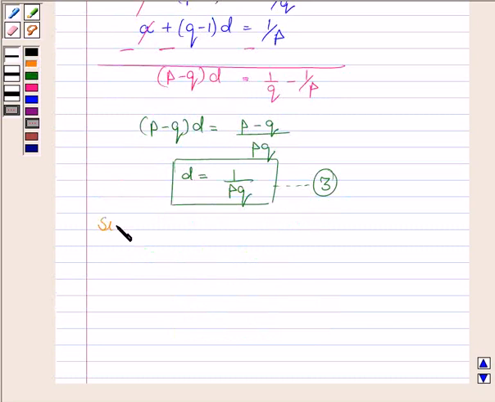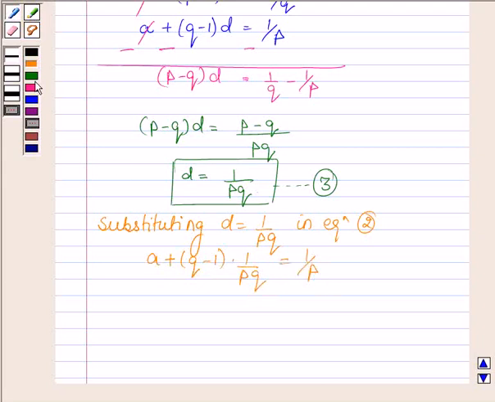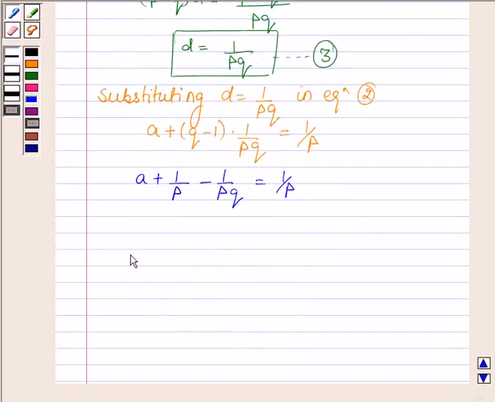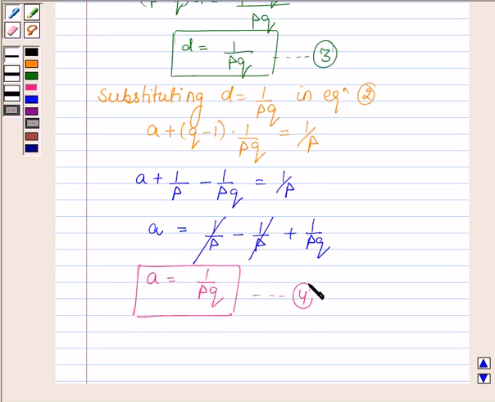Now substituting D is equal to 1 upon PQ in equation number 2, which is A plus Q minus 1 into D is equal to 1 upon P, we get A plus Q minus 1 into 1 upon PQ is equal to 1 upon P, or A plus 1 upon P minus 1 upon PQ is equal to 1 upon P, which further implies that A is equal to 1 upon P minus 1 upon P plus 1 upon PQ, which implies that A is equal to 1 upon PQ. Let this be equation number 4.